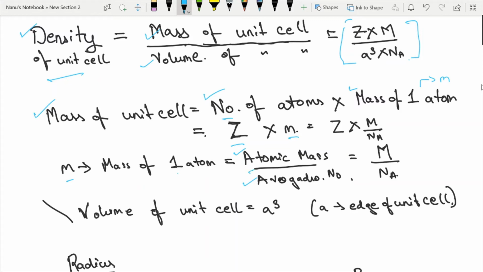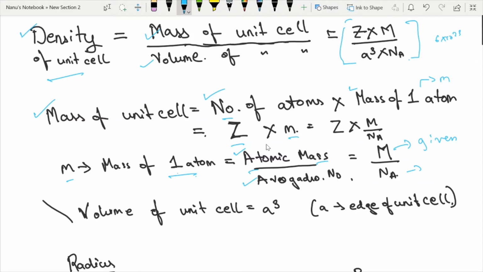Why are we dividing it by Avogadro's number? Avogadro's number, as we know, is 6 into 10 to the power 23 atoms for atoms, and for molecules it can be that number of molecules, but here we are looking at atoms. Here we are looking at only one atom, right? Therefore it's important to divide by Avogadro's number. Therefore the atomic mass will most probably be given, and Avogadro's number you should know, it might be given in the question paper.